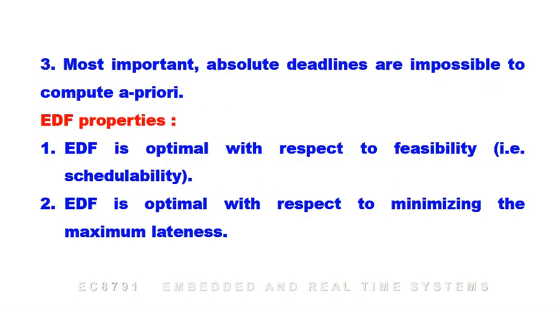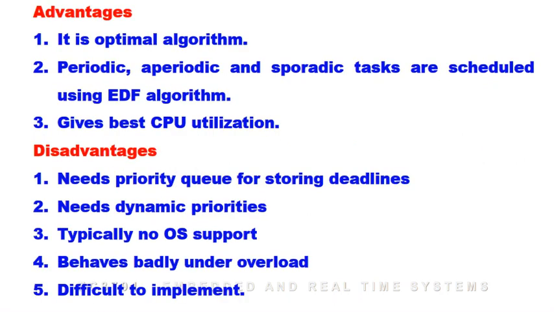EDF properties. Earliest deadline first is optimal with respect to feasibility, that is schedulability. Earliest deadline first is optimal with respect to minimizing the maximum lateness. Advantages: it is an optimal algorithm. Periodic and sporadic tasks are scheduled using the EDF algorithm. It gives the best CPU utilization. Disadvantages: needs priority queues for storing deadlines. Needs dynamic priorities. Typically no OS support. Behaves badly under overload. Difficult to implement.